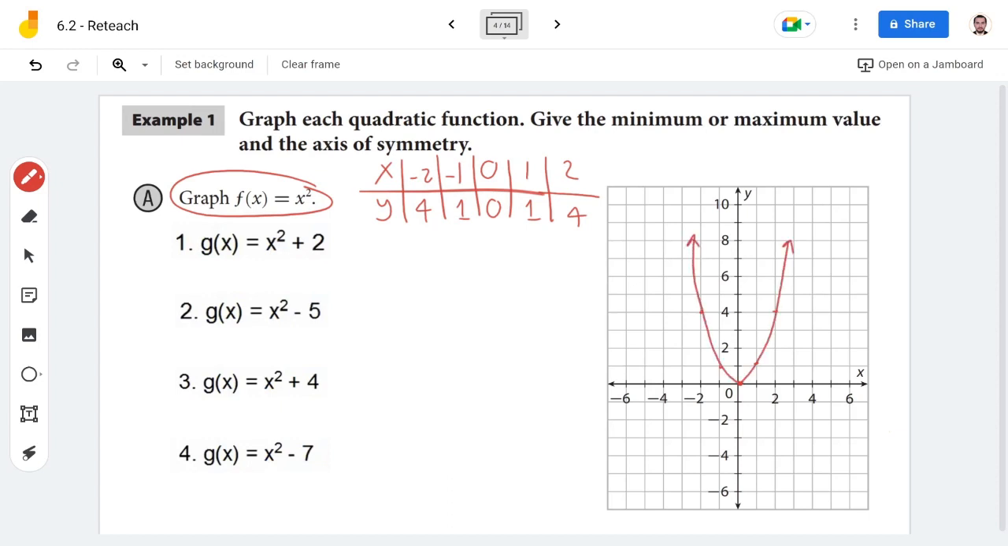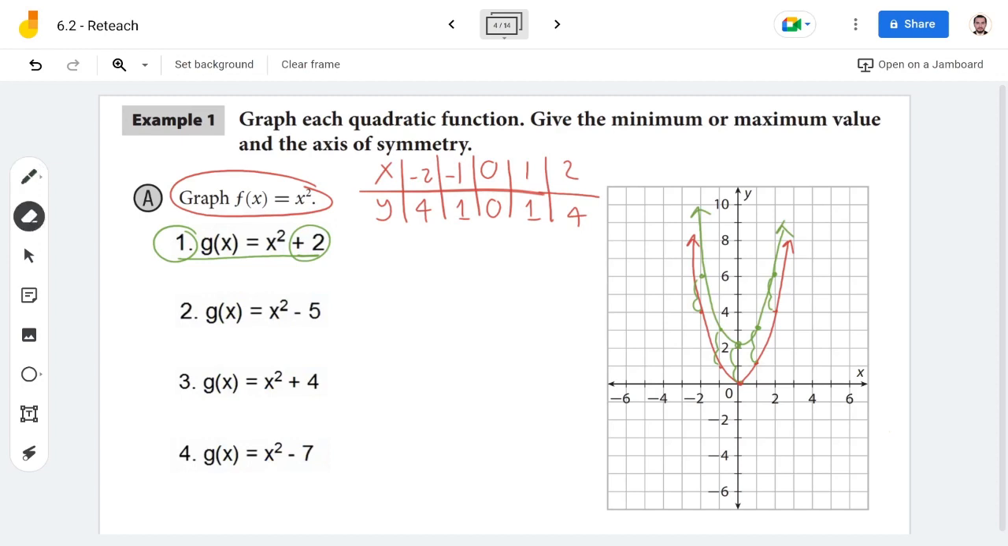Now if I need to graph number one here, as you can see, k is +2. +2 means I need to move every point 2 steps up. 1, 2. Every point I have to move 2 steps up. Then after I plot my points, I can graph my function. So that's how I can graph my functions.